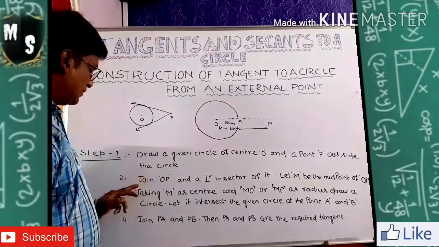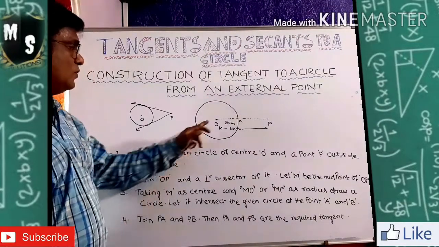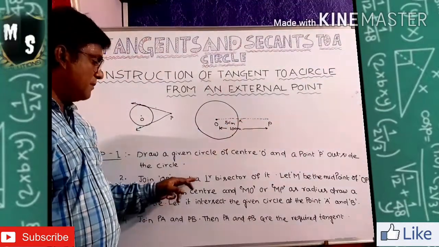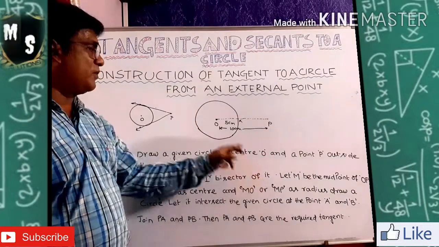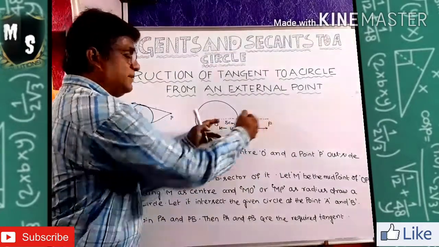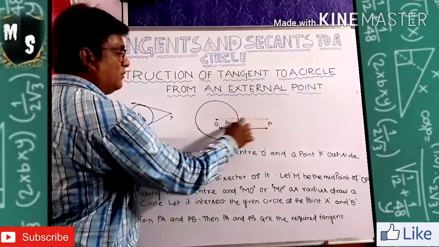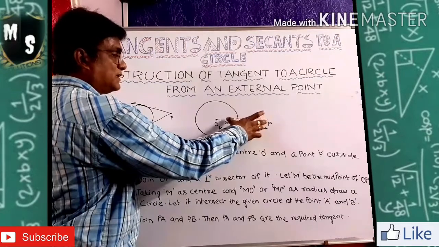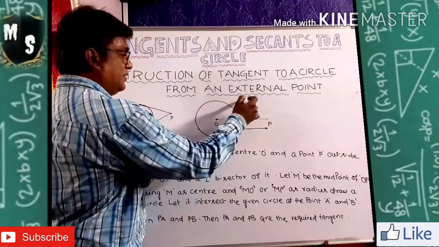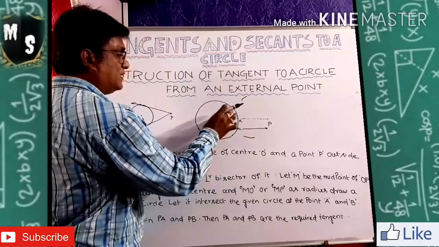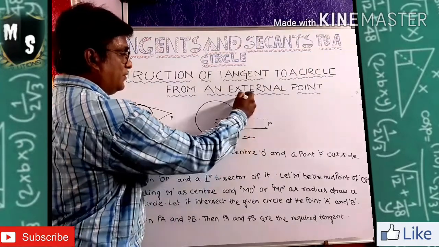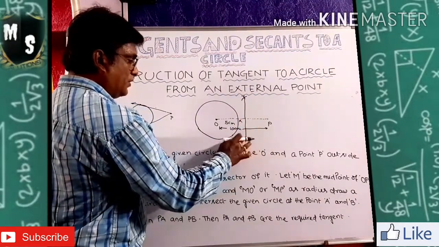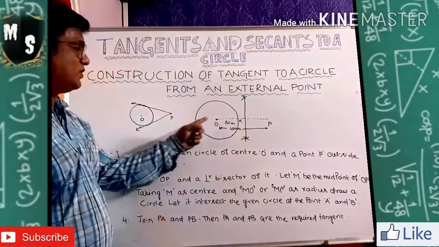Come to the second step. What is the second step? Join OP, O to P. I already joined it, and now draw a perpendicular bisector of it. Perpendicular bisector means dividing the line segment equally. Imagine where the middle will be, it will be here. But take more than the middle in the compass and give an arc here and here. Then from the other side as well, and it will give you the perpendicular bisector of line OP.